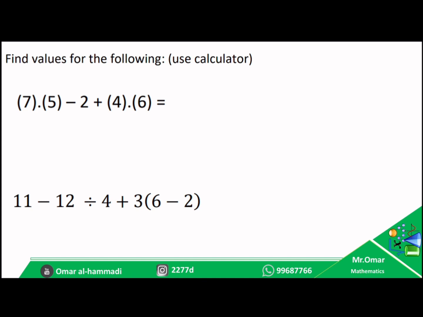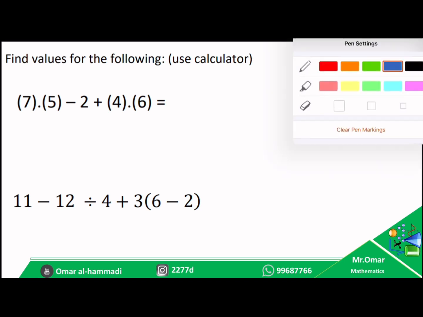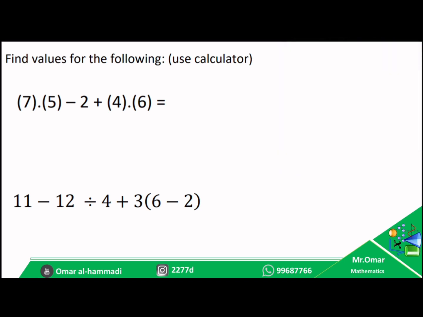Find values for the following. Use a calculator. When we use a calculator, it's easy for us. We can do it immediately by inserting into the calculator 7 multiply 5 minus 2 plus 4 multiply by 6, and it will give us immediately the result that we found. 7 multiplied by 5 minus 2 plus 4 multiplied by 6 will give us 57. Also the same for the other one. It's easy by using the calculator.